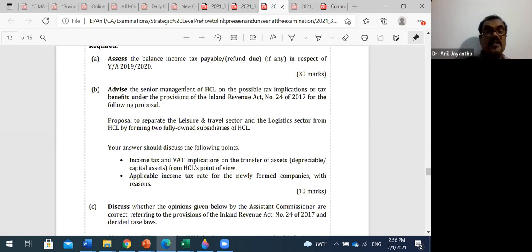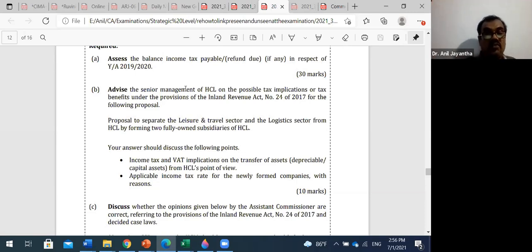Assess the balance income tax payable. How do you do this? In the pre-seen, you could have attempted assessing the tax liability based on the given information. Now, you need not do the original calculation again. You can make slight adjustments to the calculation that we have done already, which may be required as a result of new information provided in the unseen. That is how you have to do it. That is the easiest and most time-saving way.